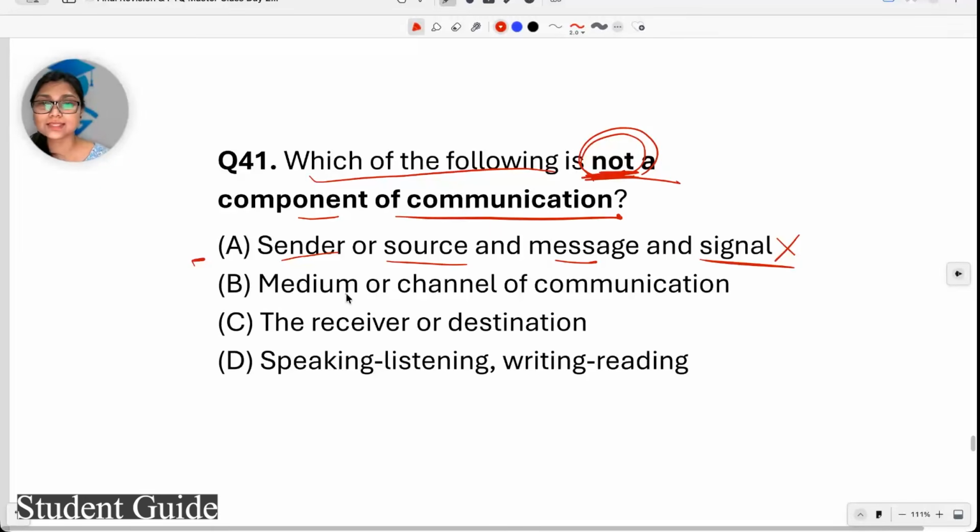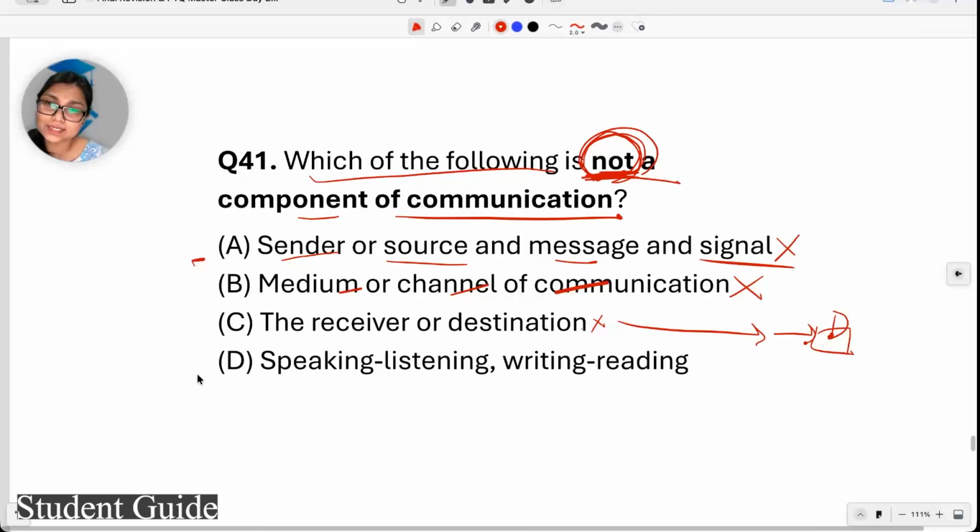Option B is saying medium or channel of communication, which is also a component of communication, but the question is asking not a component. So this is also not our answer. Option number C is saying the receiver or destination. You already know if the communication is started, then there has to be a receiver where the communication will end. It means it will be the destination. So, which is actually a component of communication. That's why this will not be an answer for this question.